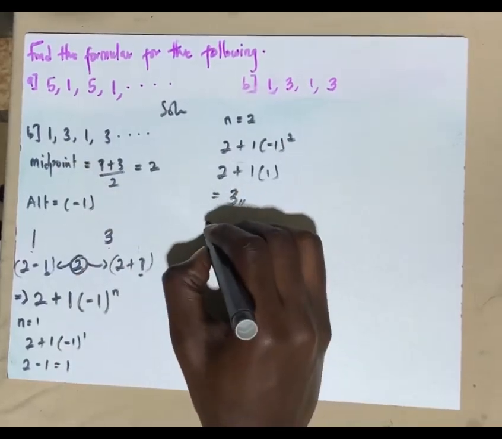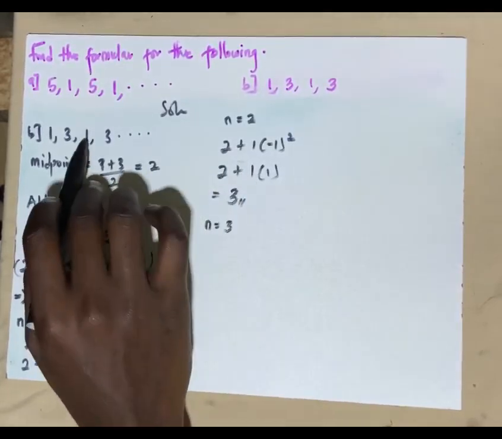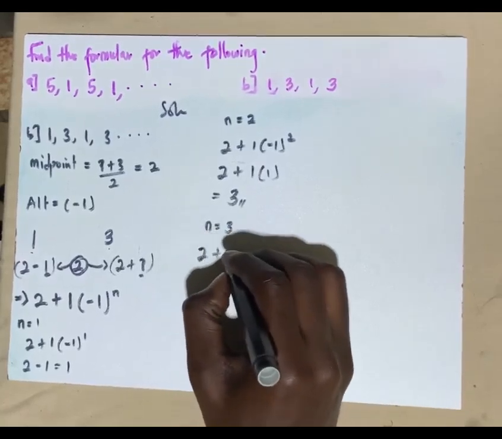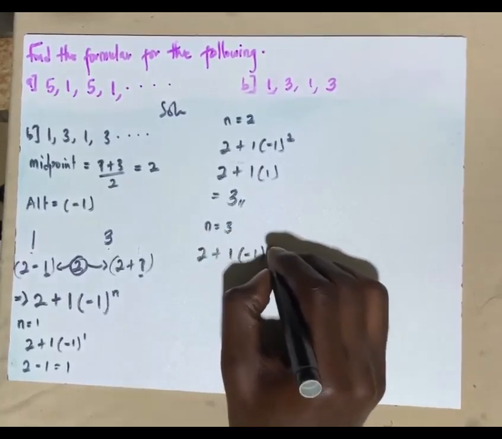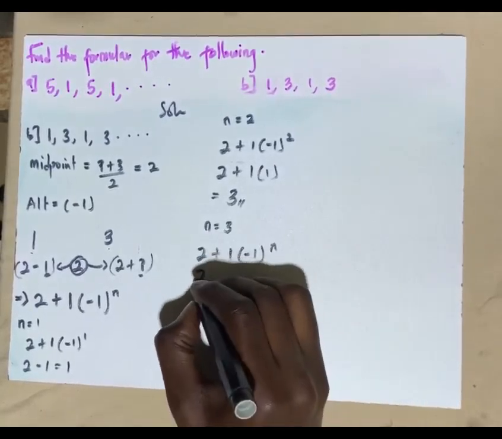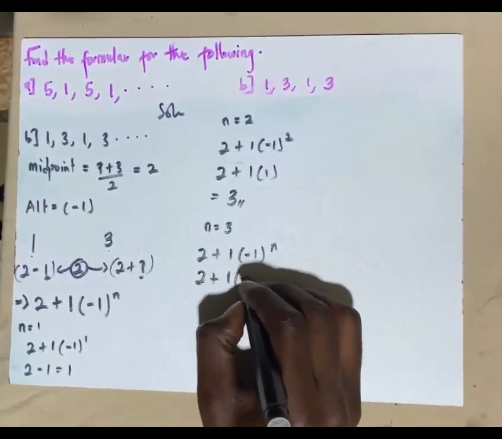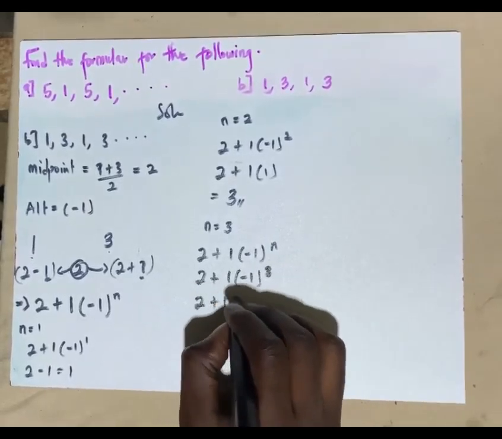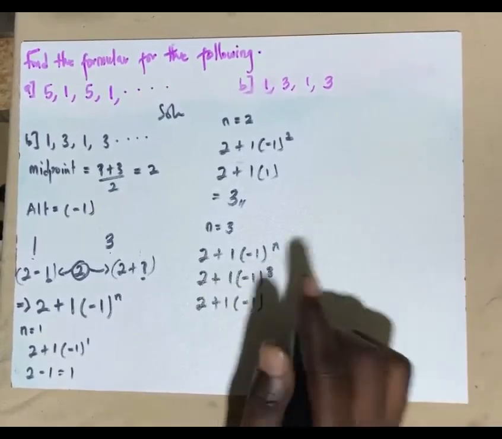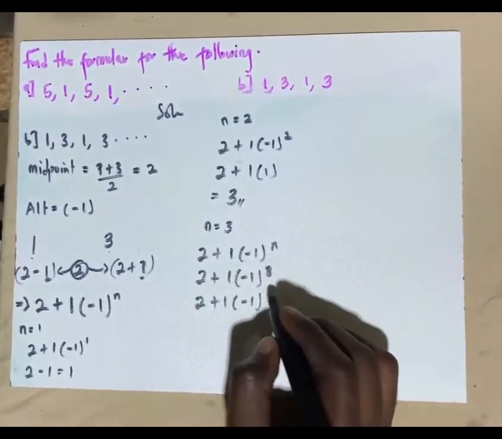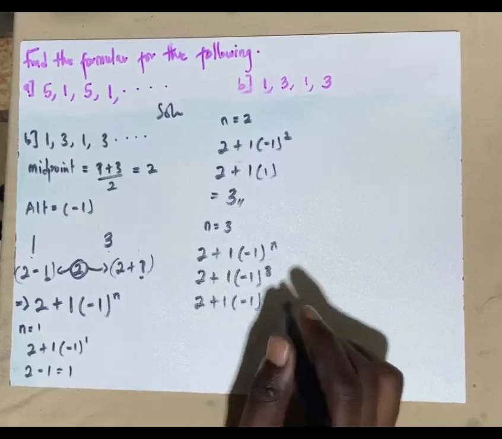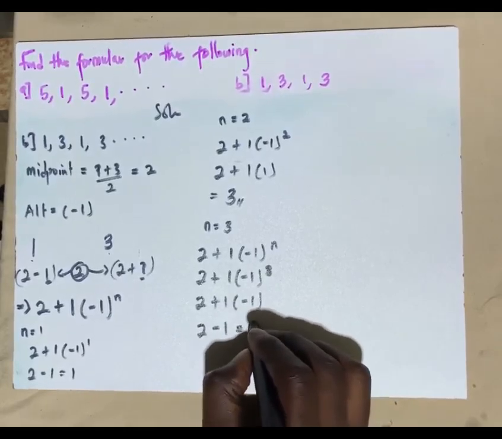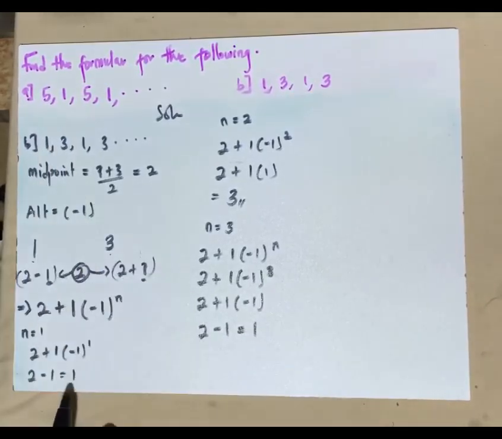Let us try for the last one, when n is equal to 3. When we are able to get this one, then it means our formula is correct. So what's the formula? 2 plus 1 minus 1 exponent n. And we said now n is equal to 3. So we have 2 plus 1 minus 1, and we have our 3. Now, since this 3 is an odd number, this negative is still going to maintain its position. So we are going to get 2 minus 1, which is also going to give us 1.